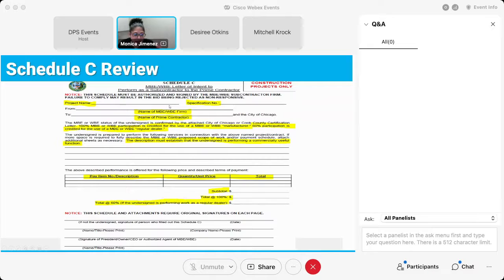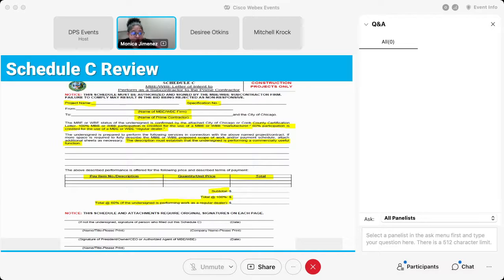Project name. Always ask, again, any company that is coming to you and asking you to fill out the Schedule C, this is the information that you really, really want to have in order to track the project. Project name, what's the actual project name of the project that they intend to bid to the City of Chicago, as well as the specification number. We can track anything through a specification number. We can track a contract through a specification number. Always ask to see that.